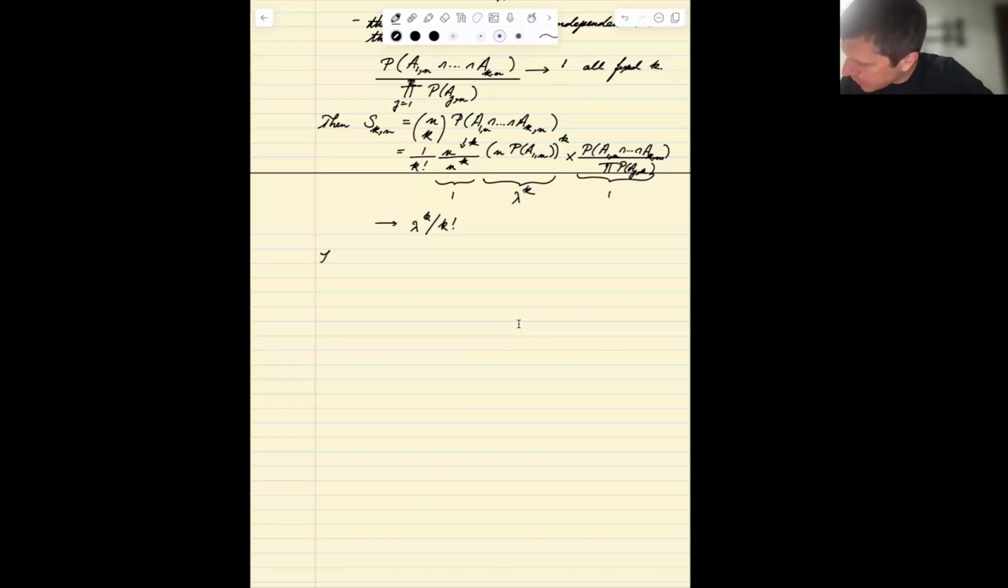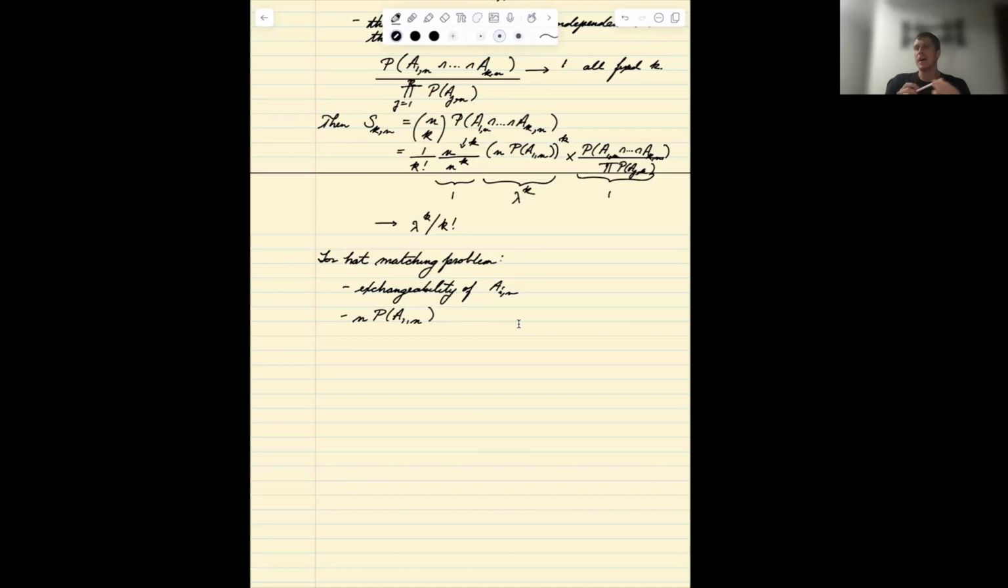And so for the hat matching problem, we do have exchangeability. We do have that n times the probability of A_1n. What's the probability of A_1n? It's the probability that somebody picks their hat. Well, by exchangeability, the probability the first person picks their hat is 1 over n, because there's n hats in there and only 1 is the right hat. So it's n times 1 over n, which is 1. So we expect one person to get the right hat.